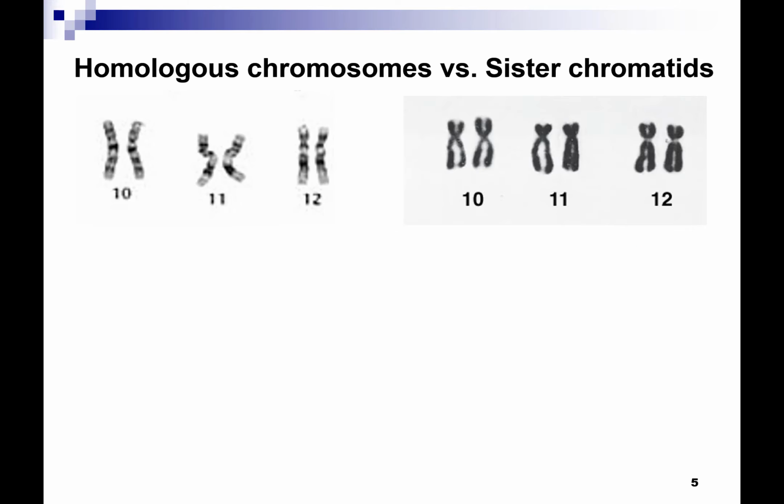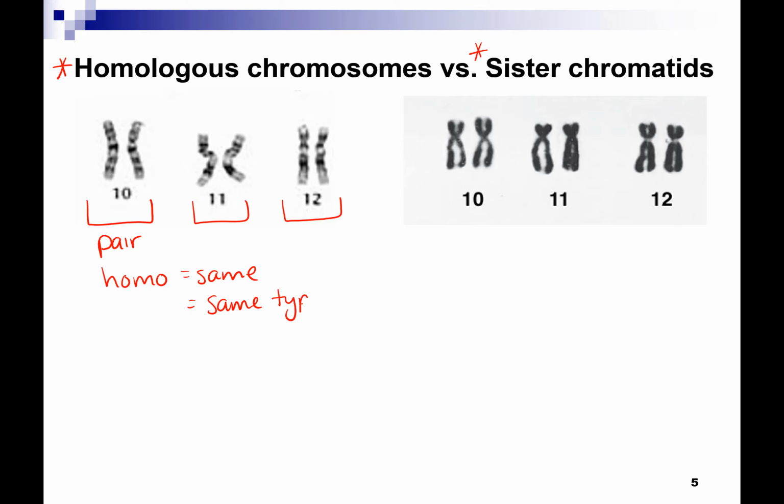Really important terms you've got to keep straight. Homologous chromosomes versus your sister chromatids. So, homologous chromosomes is a pair of chromosomes. So I'm giving you examples of 3 homologous chromosomes, 3 pairs. Okay. Homo means the same in biology. So they have the same type of information.